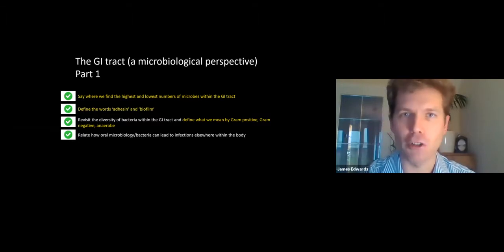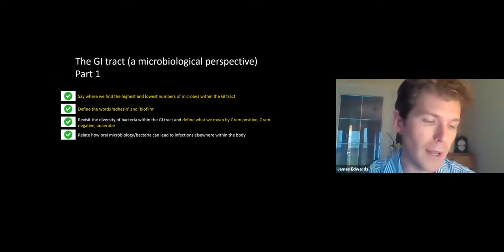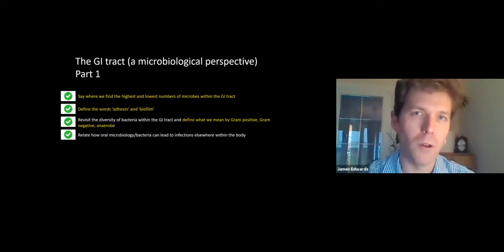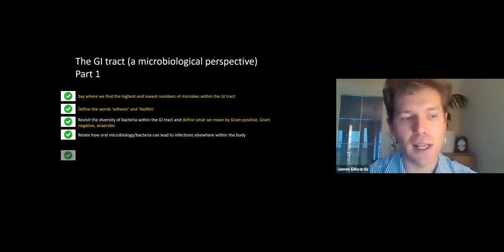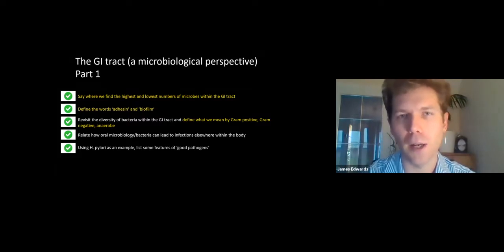When we're thinking about the GI tract, naturally the emphasis tends to be a bit more on the small and large intestine, but actually the GI tract starts with the mouth, and oral microbiology has big impacts elsewhere within the body. I'll give one specific example of a link between oral microbes and other infections, which is quite surprising. And then lastly, I'll take you through a little bit of detail with Helicobacter pylori.